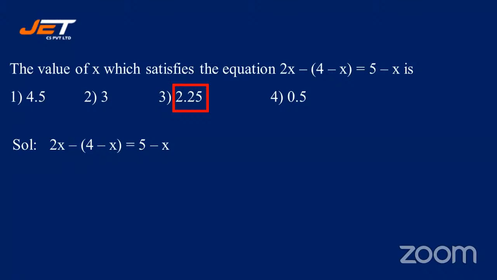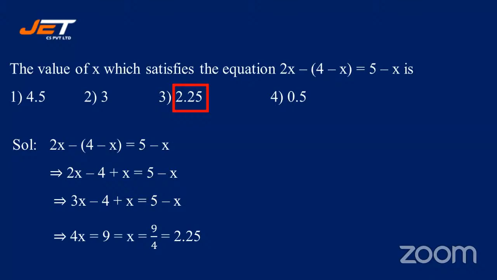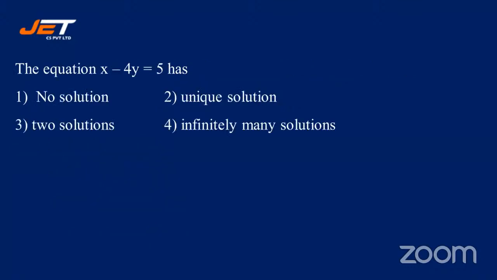See, the question is 2x minus 4 plus x is equal to 5 minus x, isn't it? So you're bringing x to one side, 2x plus x is 3x minus 4. You're bringing the minus x also to this side, which becomes plus x, all right? And now bring all the x to one side and all the constant to the other side. So thus you will get x is equal to 9 by 4, which will give us 2.25. All right, yes, good, fine.